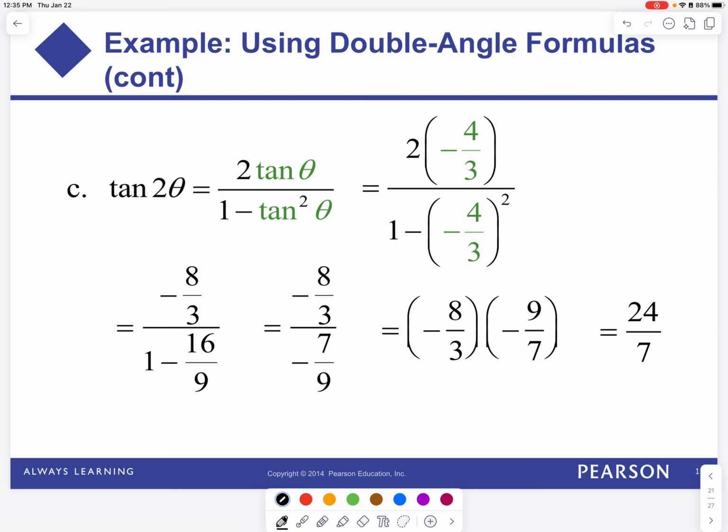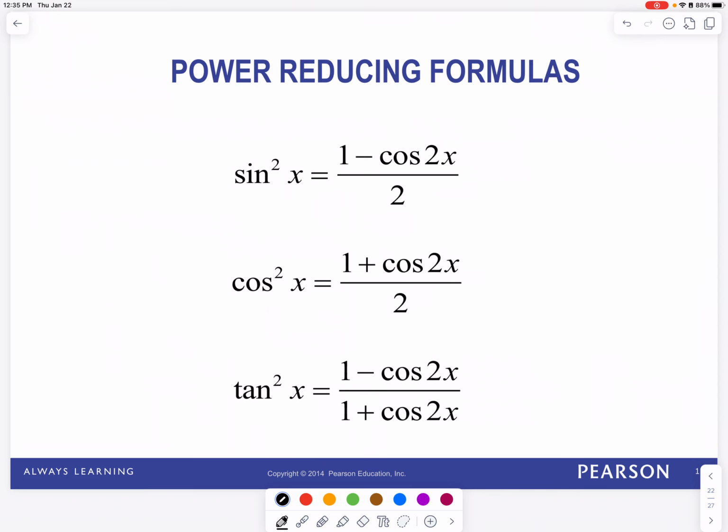Okay. So then we have these power reducing formulas. Sine squared is the same as 1 minus the cosine of 2x over 2. Cosine squared is the same as 1 plus cosine of 2x over 2. And tan squared is going to be 1 minus cosine of 2x over 1 plus cosine of 2x.